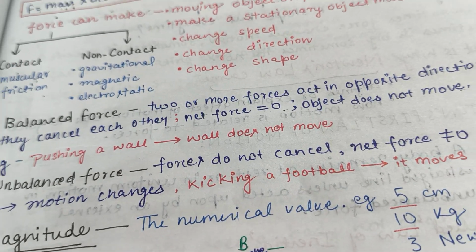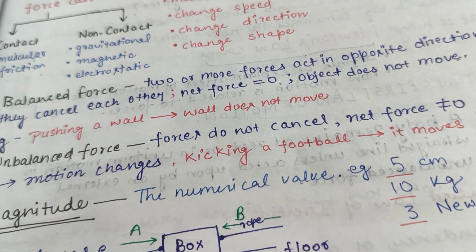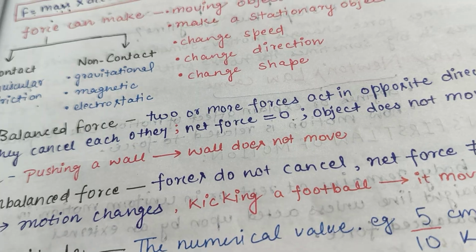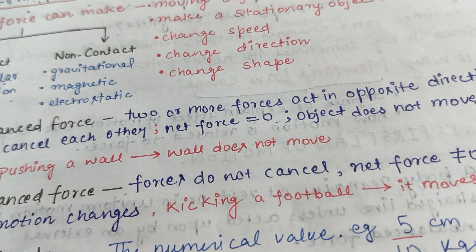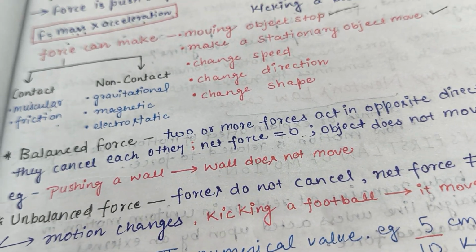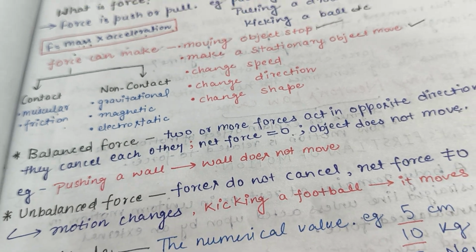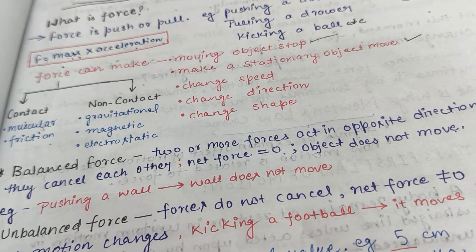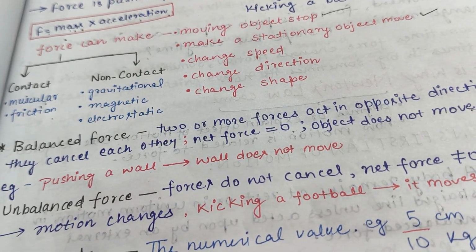In your higher classes, you will study about the physical quantities, which are of two types: scalar quantities and vector quantities. The scalar quantities are those which have only magnitude, but the vector quantities have both magnitude and direction.